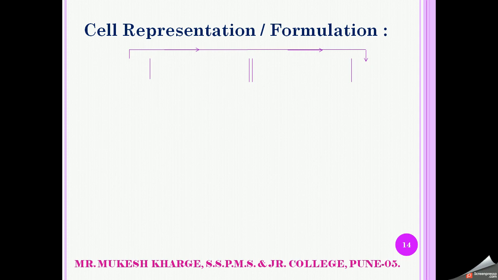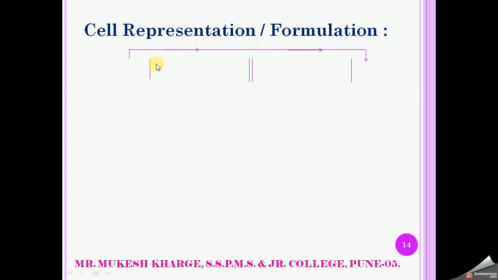The metal electrodes or the inert electrodes are denoted by vertical lines placed at the end of the formula or short notation. We know that the anode is written at the extreme left and the cathode at the extreme right. So the left hand side is negatively charged and the right hand side is positively charged. The aqueous solutions of ions are placed in the middle of the cell formula.